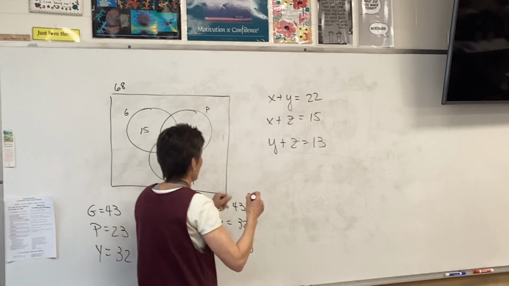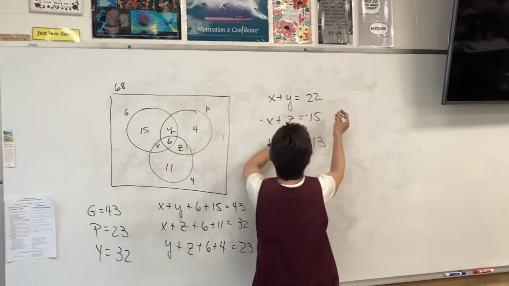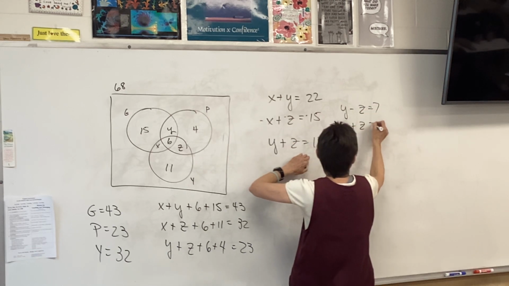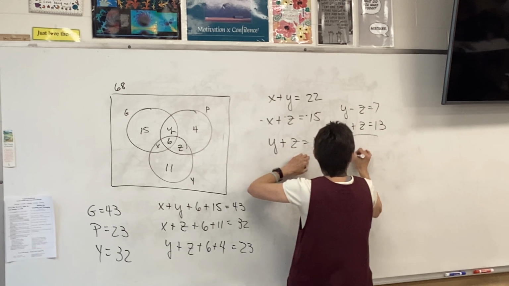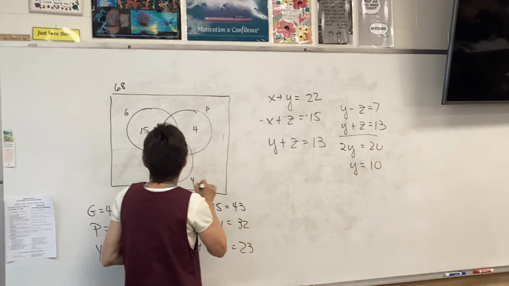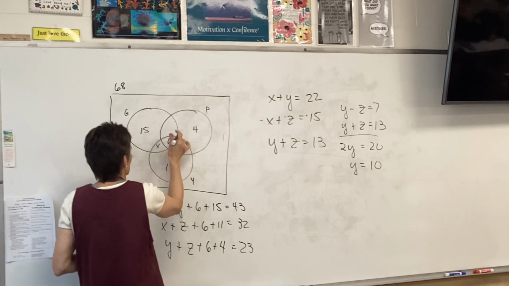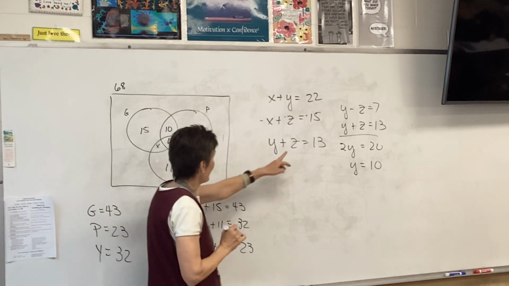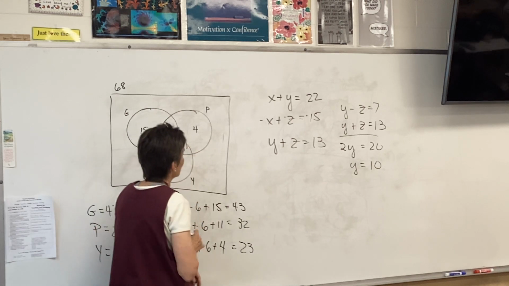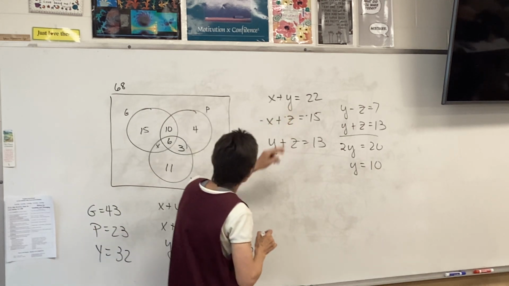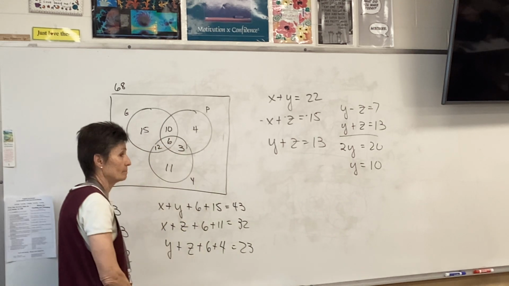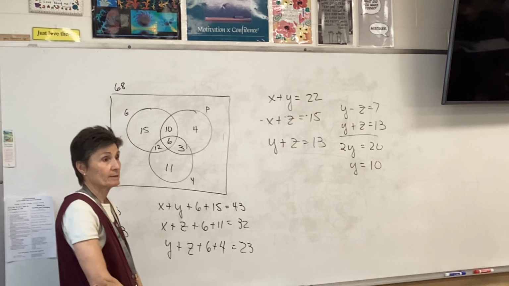Alright, anybody got these solved? Yeah. Looks like y minus z is 7 and y plus z is 13. Did you get y as 10? Yeah. And if y is 10, z is 3. And if y is 10, x is 12. How's that look to everybody?